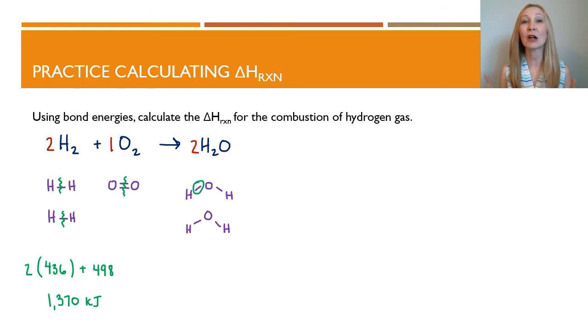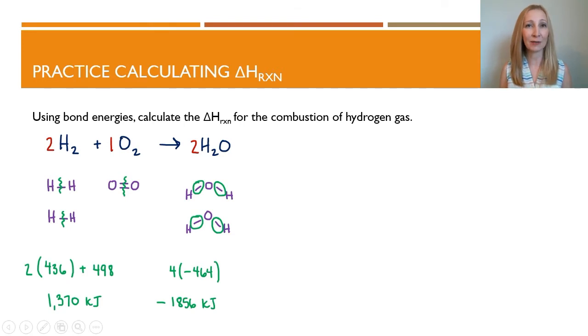Now let's look at what bonds are forming. I have 4 bonds forming, and they're all between oxygen and hydrogen. So I have 4 bonds, and because they're forming, the bond energies are negative. So the bond energy for an OH bond is 464. Now we're forming this bond, so it's a negative 464. And there are 4 of them, so it's 4 times negative 464, which is negative 1856 kilojoules.